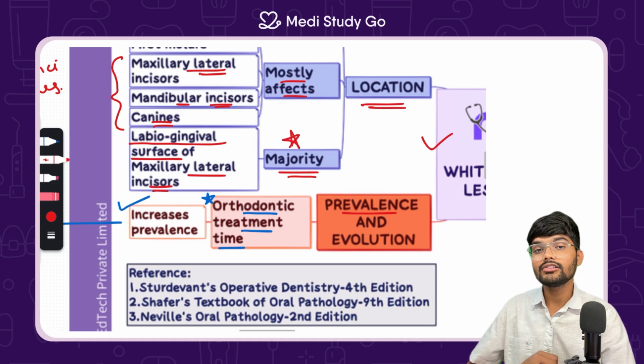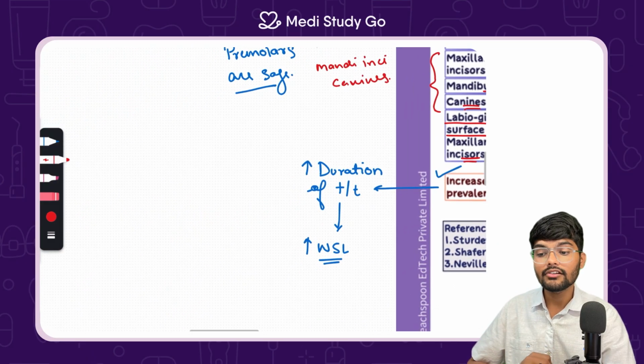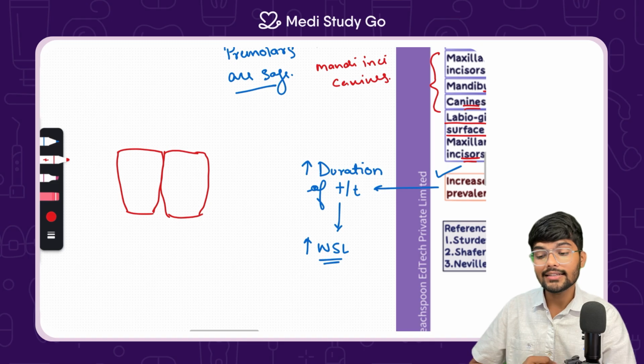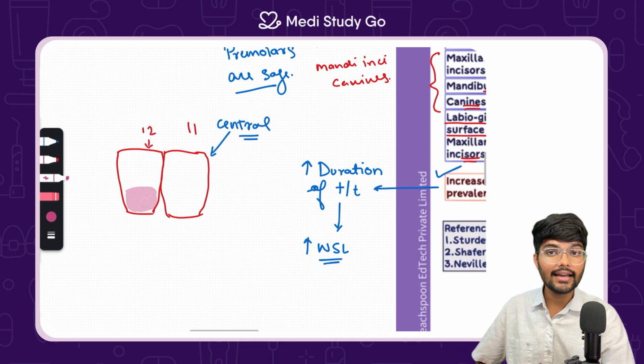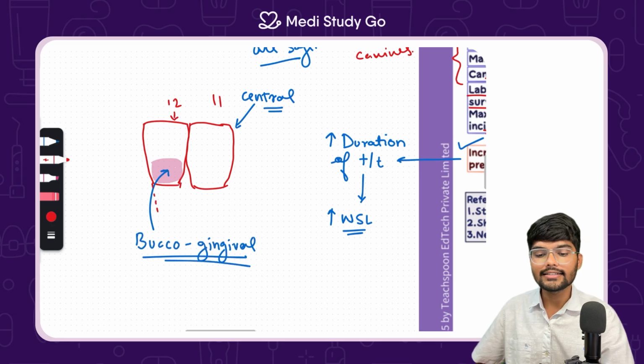So one thing which we really need to note here is that this very area, which I have marked on 1-2, which is the lateral incisor, the buccocervical or the buccogingival area, is going to be the most affected area, especially on lateral incisors.